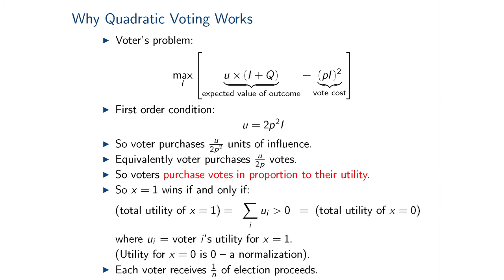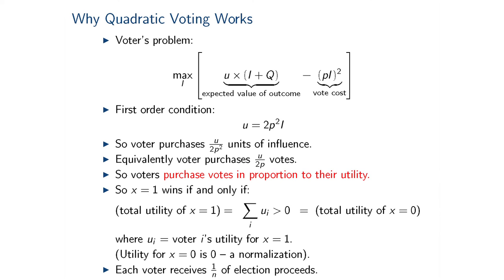So let's think about now why, you've already seen this before, but it'll be useful to go through this. Why does quadratic voting work? Well, let's think about the voter's problem. They want to select influence so as to maximize the expected value of the outcome minus the vote cost. We just look at the first order condition, set the derivative equal to 0, and solve for I in terms of the other values.